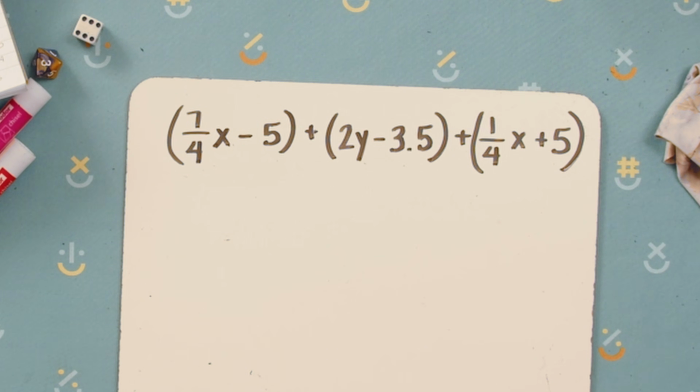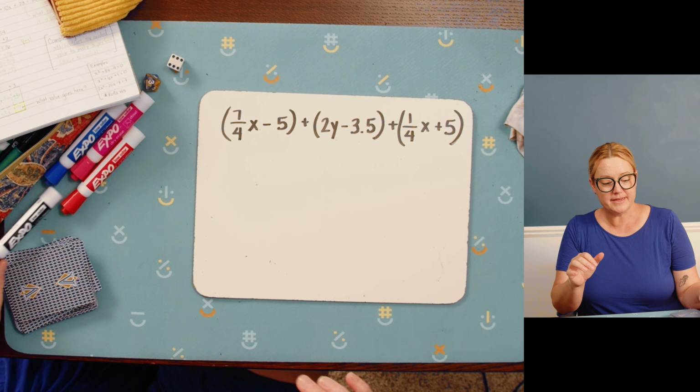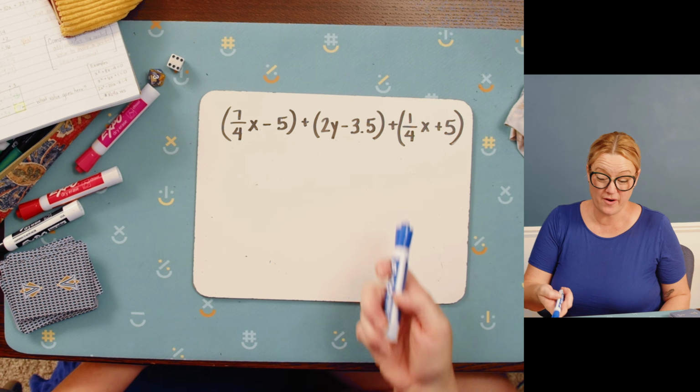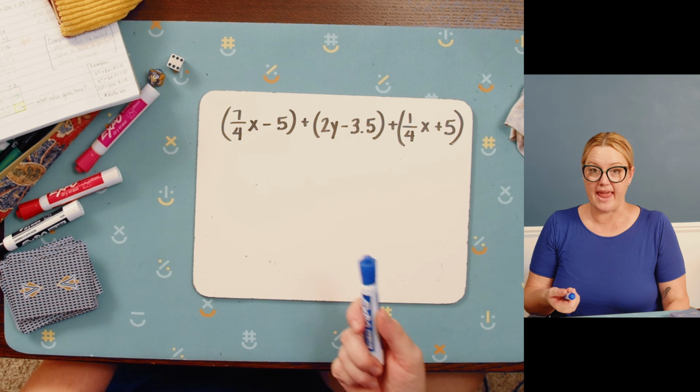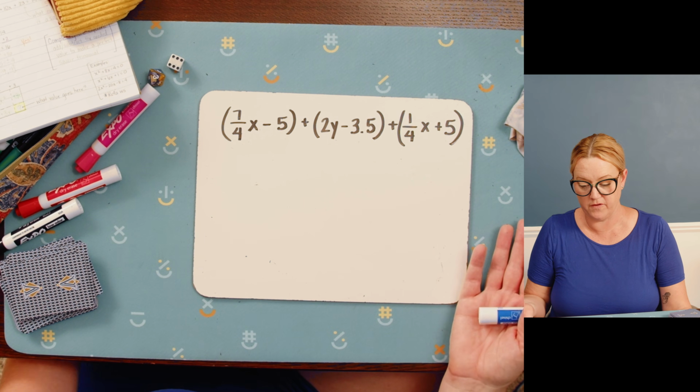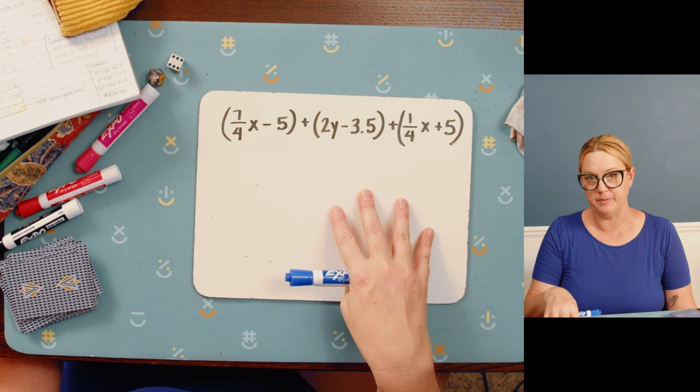This is an expression. So an expression means that it doesn't have an equal sign. So I can't solve it. If I don't have a value for x or y, I can't evaluate it, which would mean where I kind of find an equivalent value for that. So all I can do is simplify this.